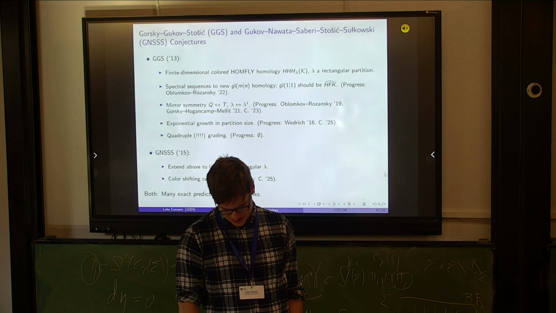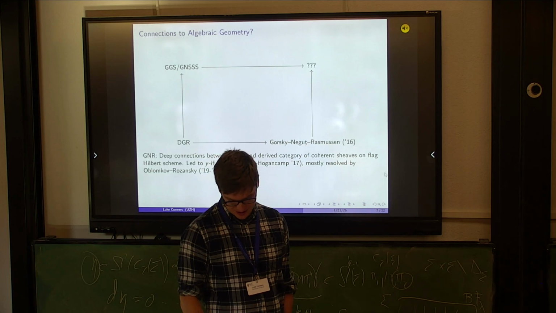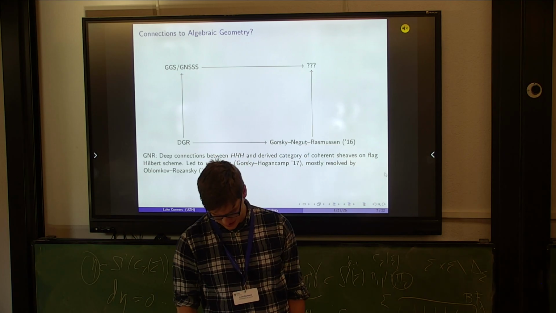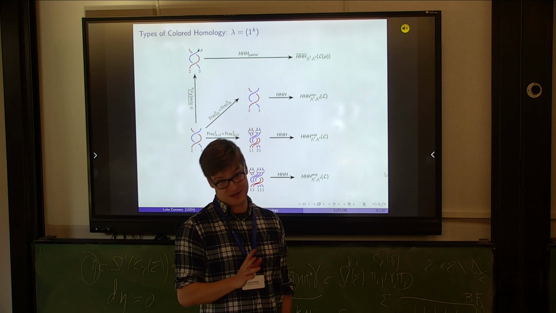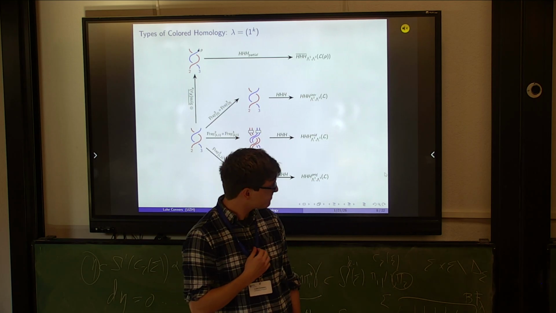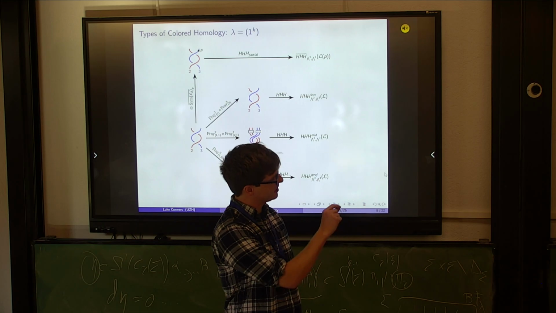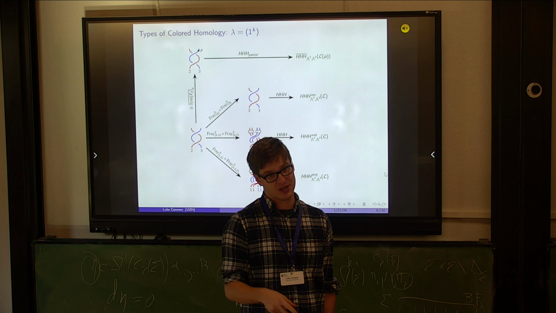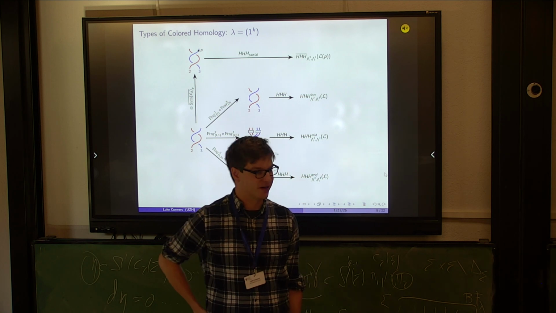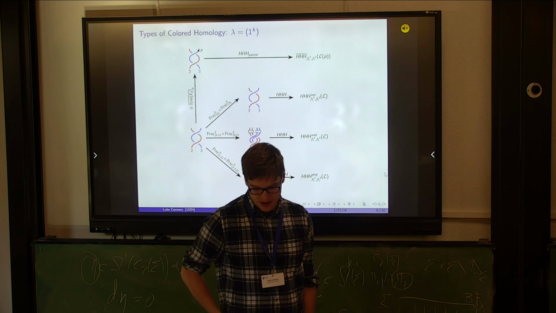So to compute any of this data, you need some models of colored homology. So let me come back to this slide in just a moment. First, let me describe for you what sort of colored homology actually exists. Here I'll restrict to the case of the partition being a single column. This corresponds to the representation wedge K of SL_N, as N goes to infinity. And here there are many different models you can consider.